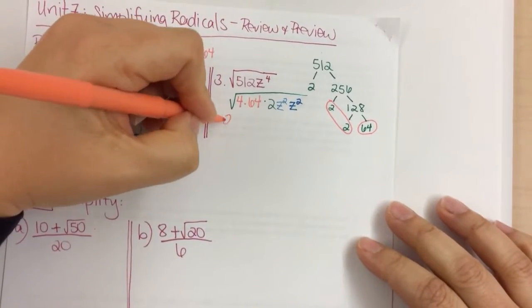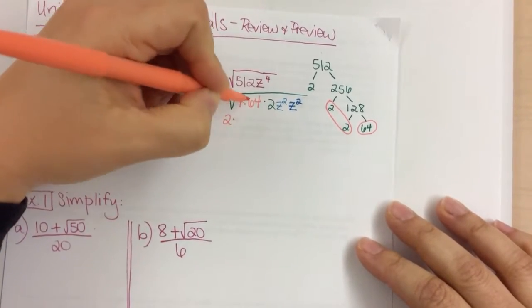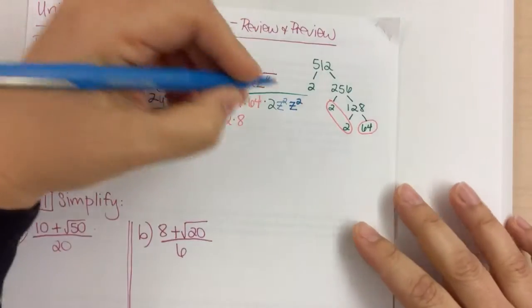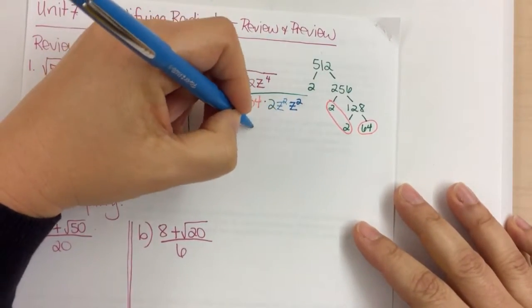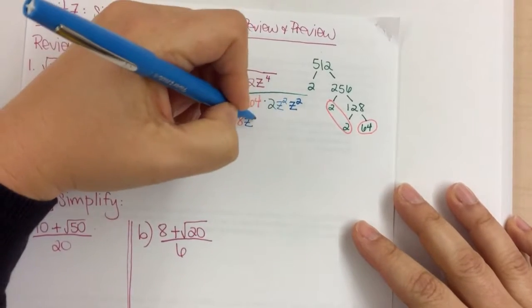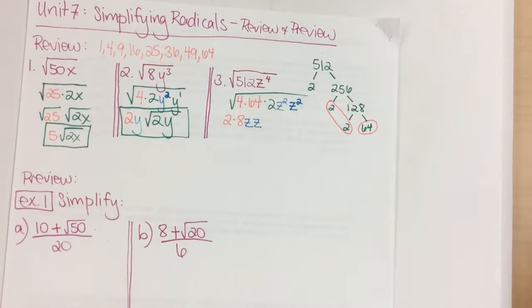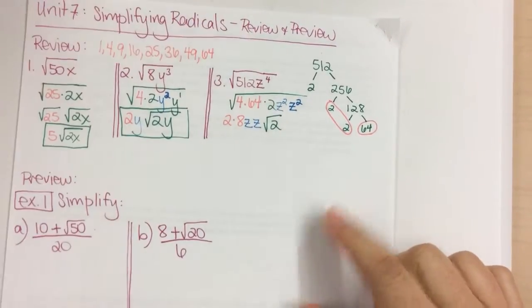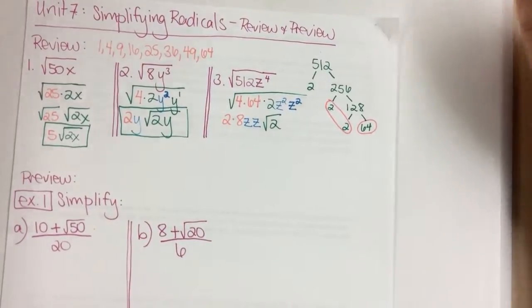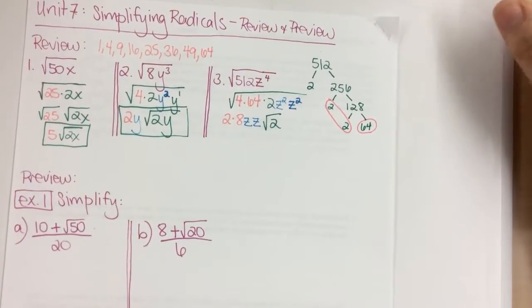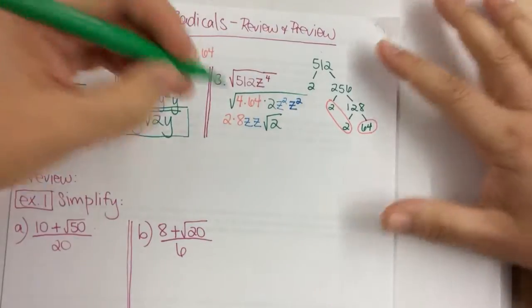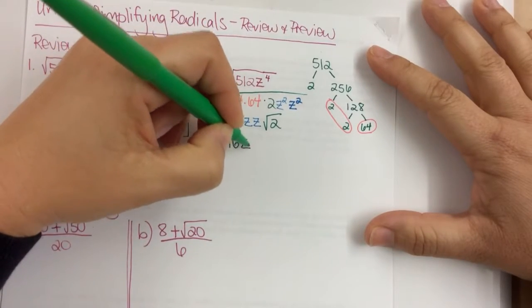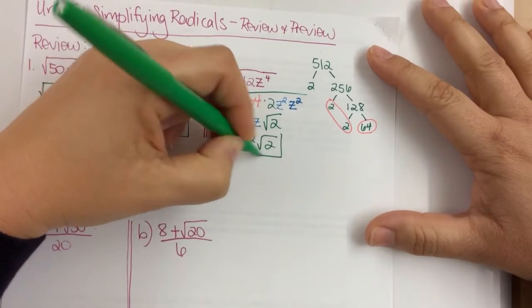Square root of 4 is 2. Square root of 64 is 8. Square root of z squared, what times itself equals z squared? That's z. So each of those becomes a z. And then the only thing stuck inside is the 2. The only thing that I don't know the square root of is a 2. Square root of 2 I would need a calculator for. So when I multiply the coefficient, 2 times 8, 16, z times z, z squared, and then square root of 2.